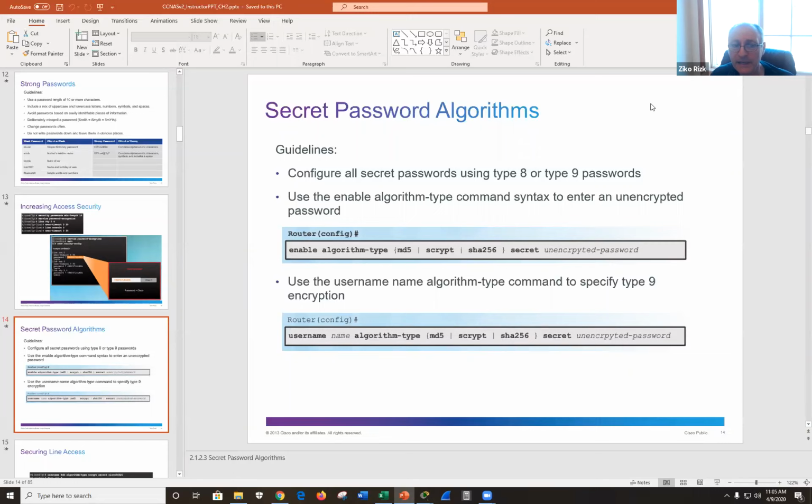So I want to stay here for a minute. This is iOS. Remember I said iOS is evolving from pretty crude passwords to much more sophisticated passwords. So enable algorithm type. Now we're talking about hashing algorithms. I talked about MD5. In fact, level 5 passwords use MD5. As you can imagine, MD5 means this is the fifth version of MD. We had MD1, MD2, MD3. MD5 is quite popular these days. And SHA is another super popular hashing algorithm. You can see this one is 256.